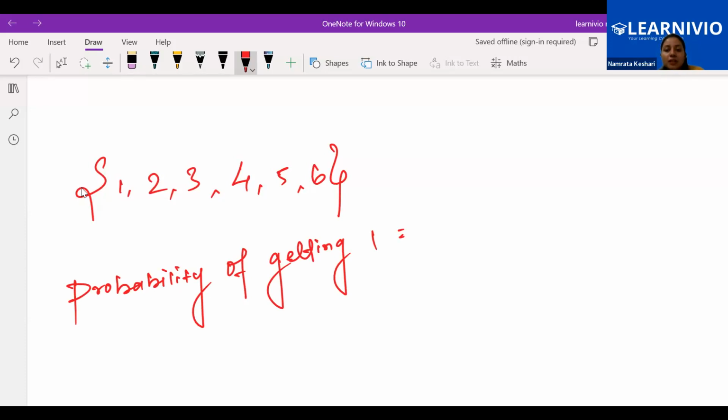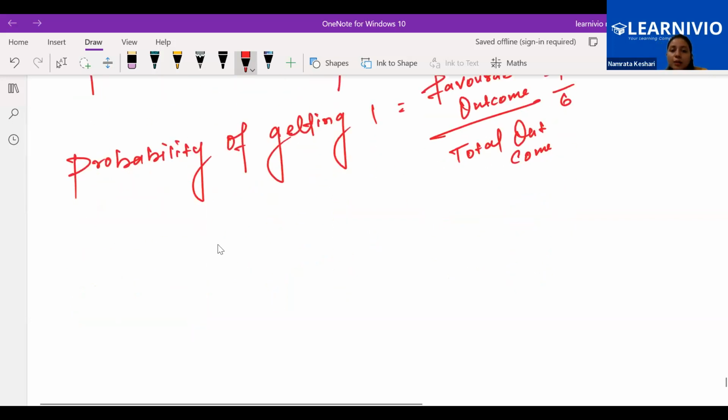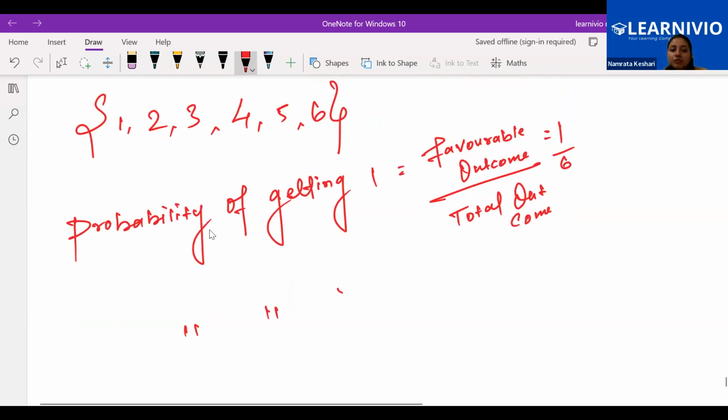How many favorable outcomes are there? Anyone? 1. And what is the total outcome? 6. Favorable outcome is 1, total outcome is 6. Now instead of 1, if I say probability of getting 2, it will also be... 2 by 6. 1 by 3.